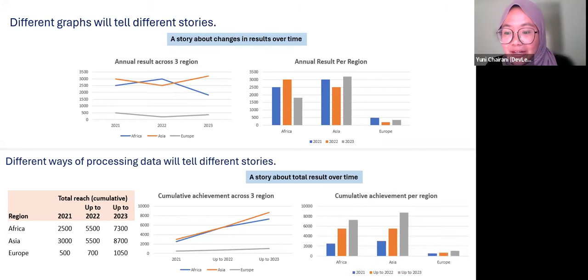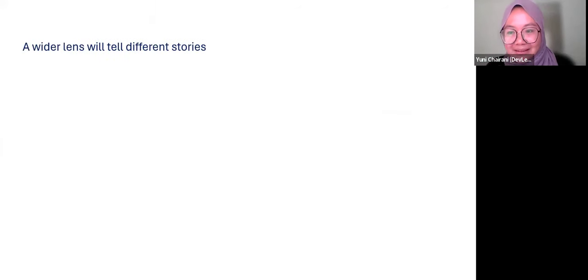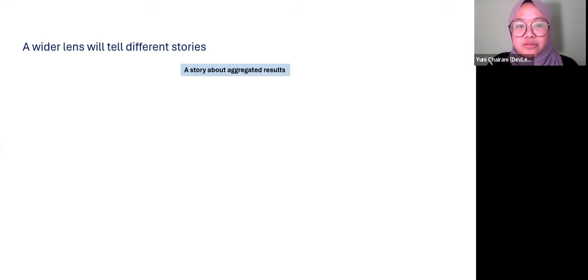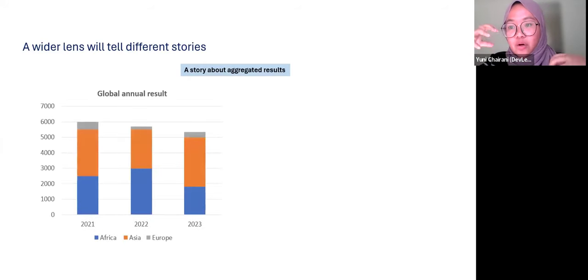And if you also want to communicate to your regional manager, who wants to focus on more regional data, you can pick the bar graph, cumulative, but separated per region. Then the next one, we will have another type of data communication, with different messages if we are using a wider lens. So before, the focus was on the region. But if we want to shift the focus to global, you can pick this one using stacked bar.